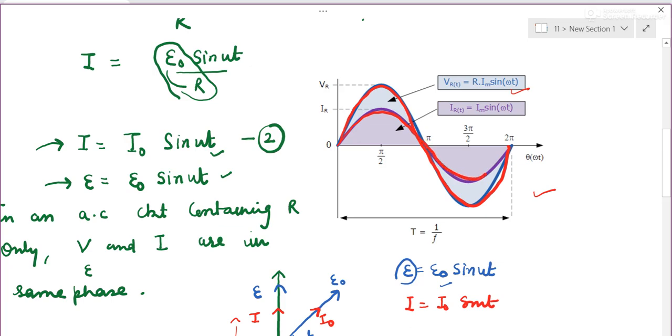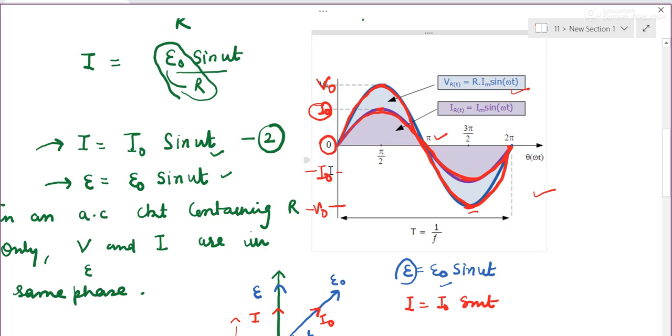So you can see there is no time difference, there is no phase difference. Both are achieving 0 together. Peak values together. This is I naught. Peak value of voltage is V naught. You will label it as this. Both are achieving 0 again, both are achieving negative peak also together. So this is your minus V naught, and the smaller one is minus I naught. So this is how you have to show.